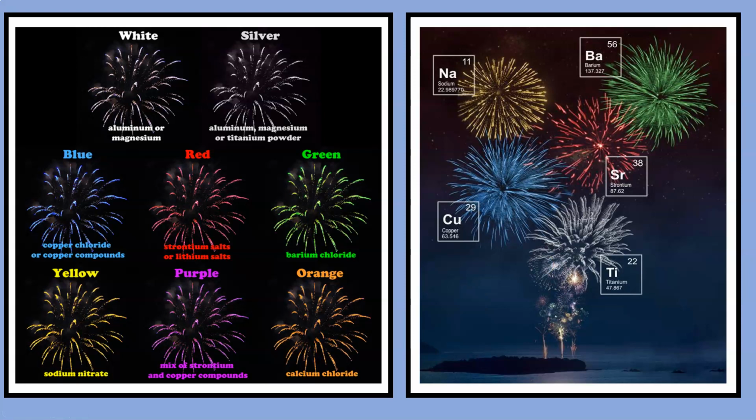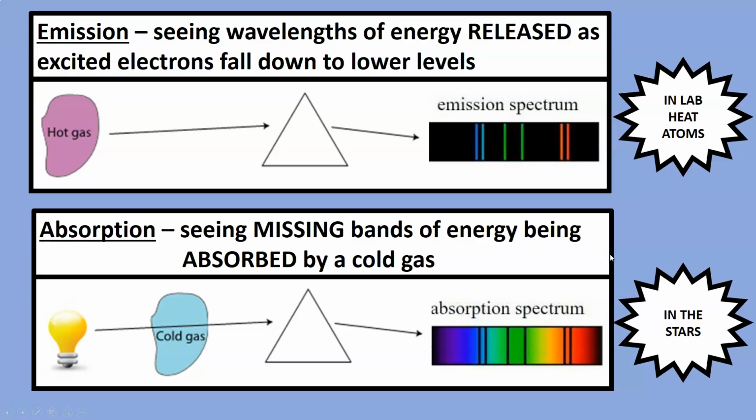So let's look a little bit at the difference between emission spectra and absorption spectra, because we're going to use one for our flame lab and we're going to use one when we are looking at the stars. So emission is what we see when something hot, a hot gas, is releasing its energy out towards us. So this is us spraying chemicals into a flame, and then we use a little prism to split the color into its different wavelengths for us, and then we get our pretty little lines. So this is what we're doing in the lab.